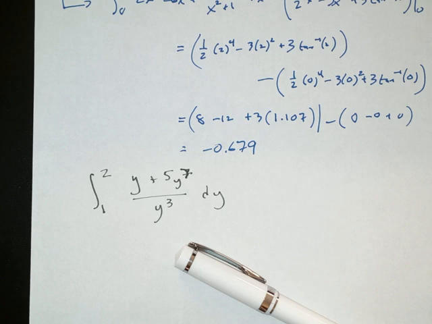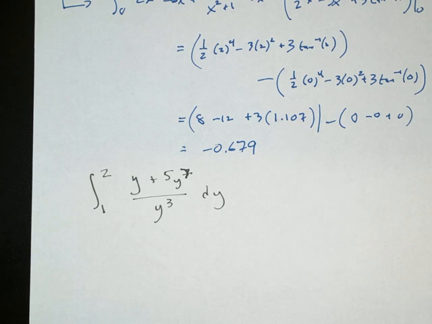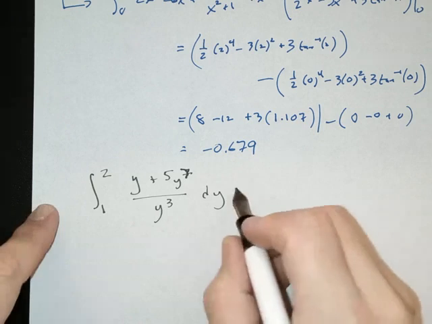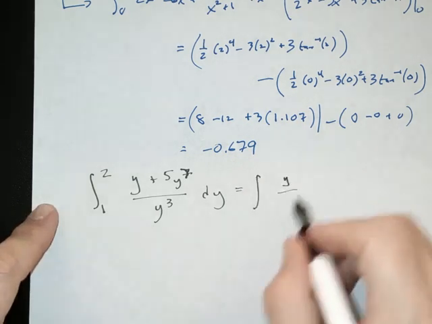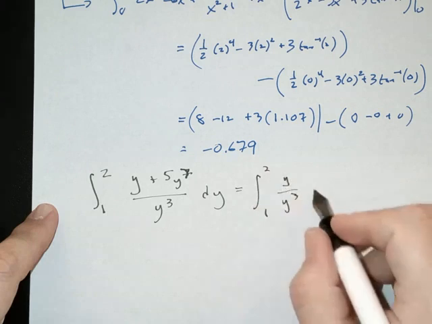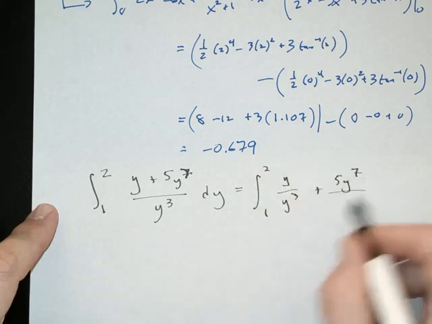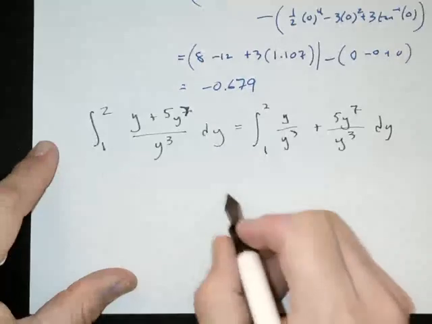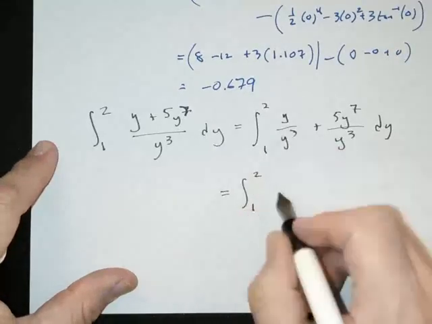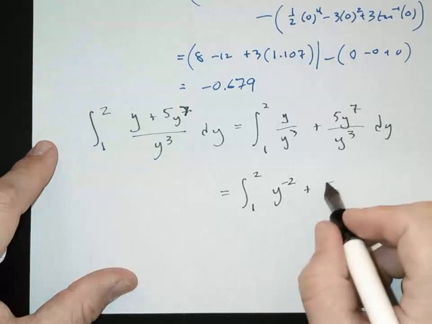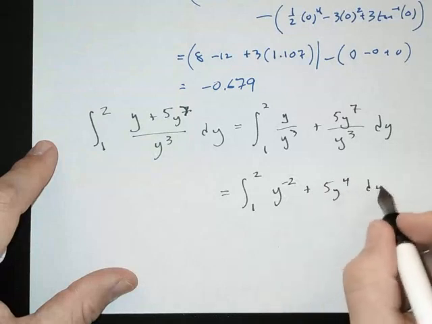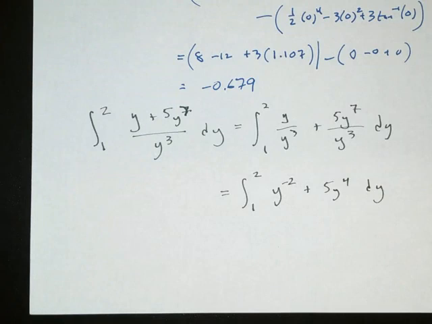So how can I do this avoiding the quotient rule? Leo? So could you divide the y by y cubed and plus 5y to the 7th by y cubed? Exactly as we did with the sine squared over the cosine, I can break it up because the denominator is simple. And that means that this is really the integral of y over y cubed plus 5y to the 7th over y cubed, which is much easier, y to the minus 2 plus 5y to the 4th. And that's power rule.